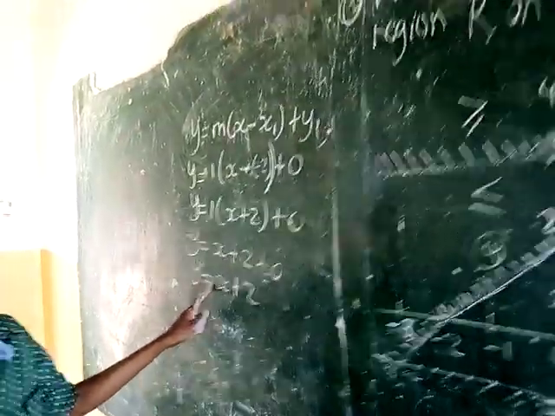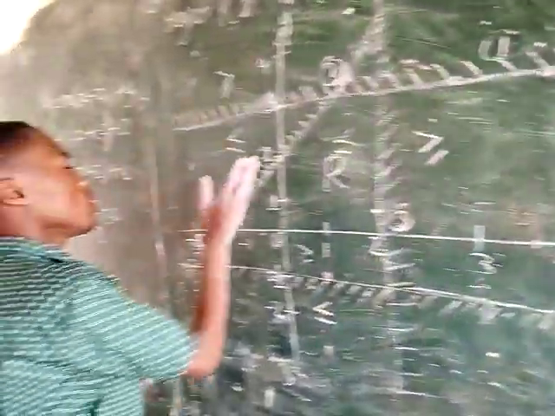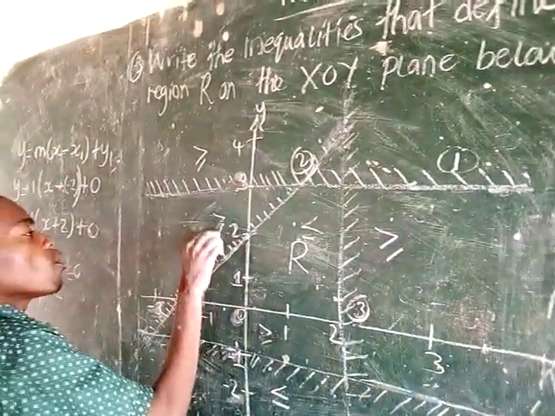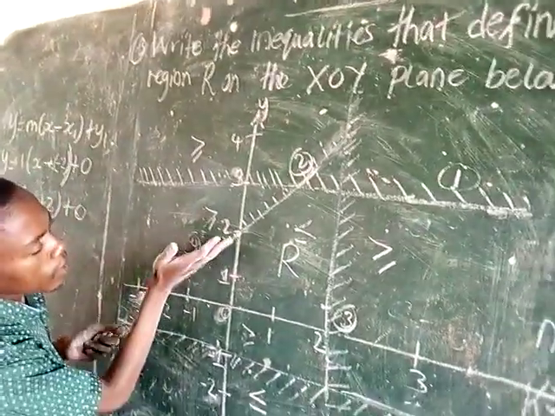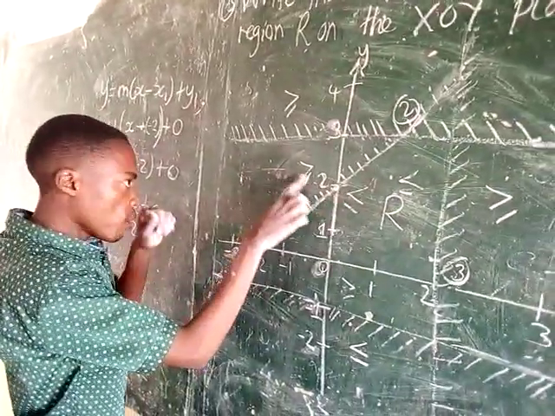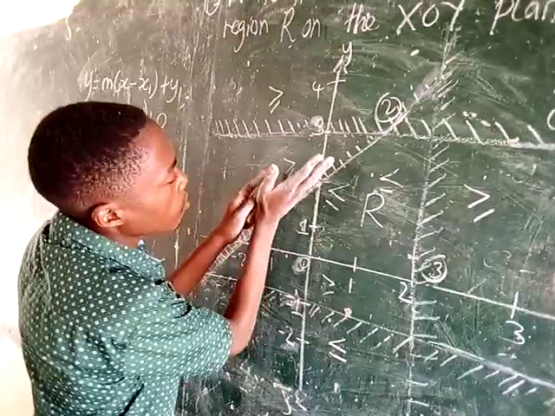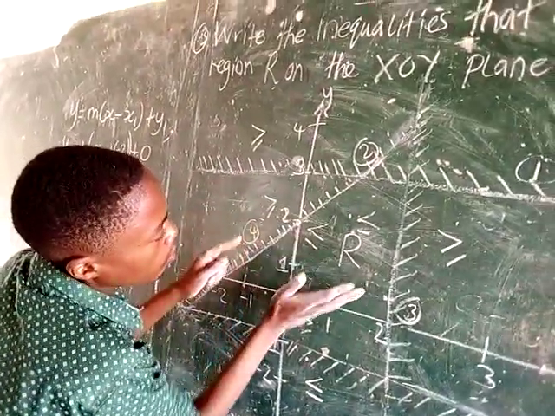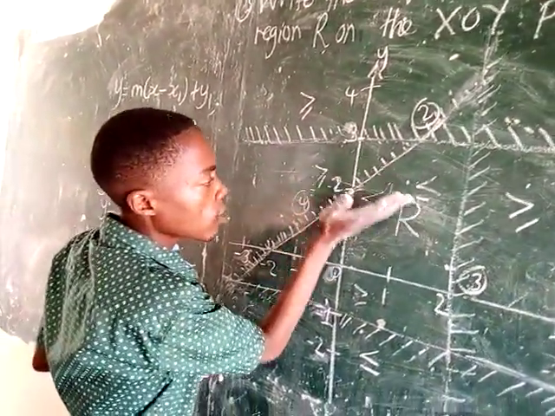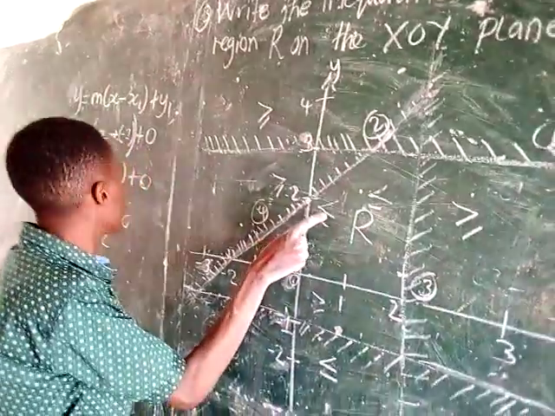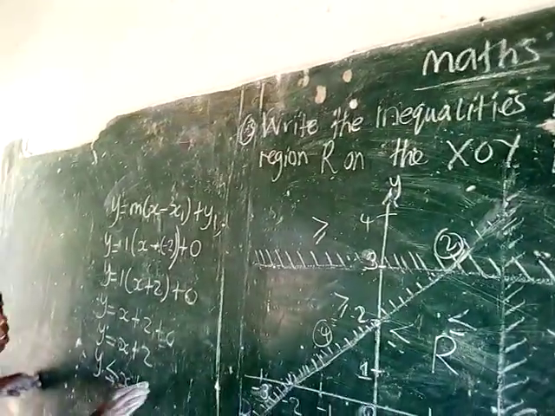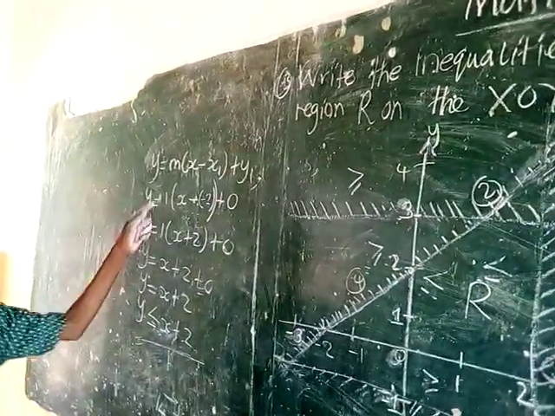Now we need to determine the symbol. The part that has been shaded is above. Above means greater than or equal to, and the part that is not shaded is below, which means less than or equal to. Which symbol are we going to pick between the two? Of course, it's the symbol that lies on the part that is not shaded, because the part that is not shaded lies in the real region. So y is less than or equal to x plus 2. These are the 4 inequalities. Thank you very much.